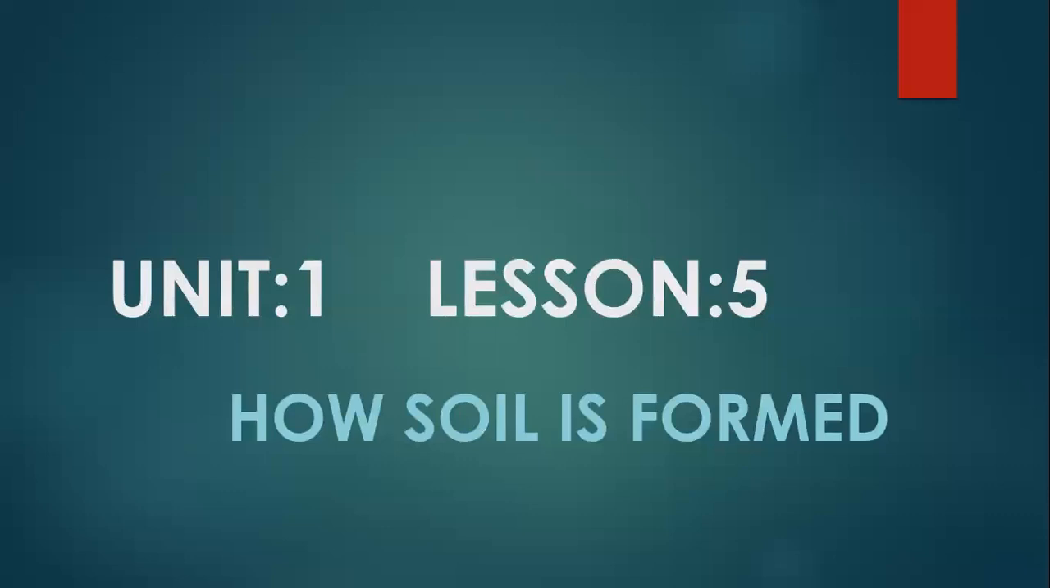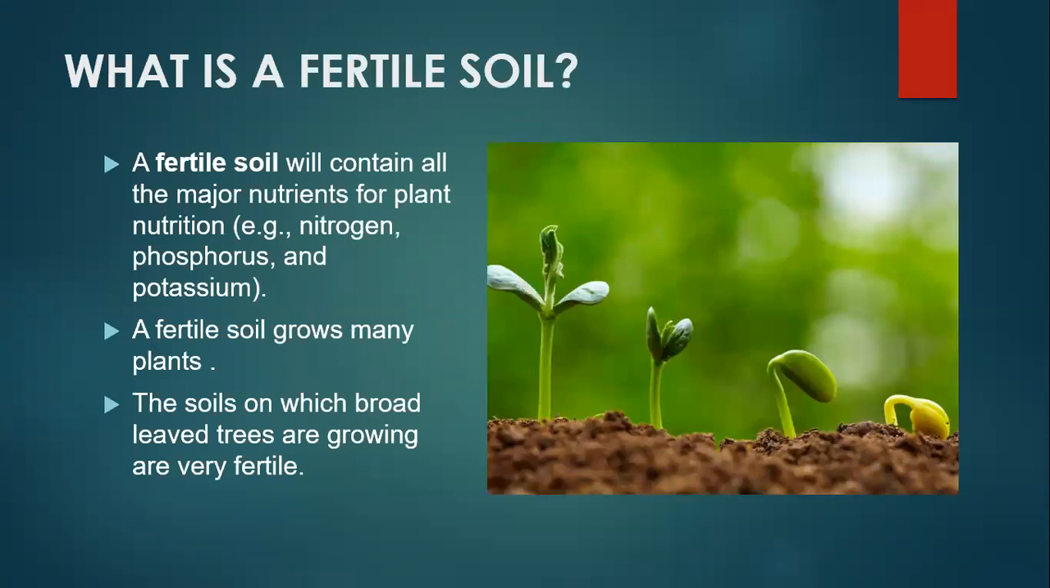So class, as you know, plants grow very well in the soil. There are different types of soil. First of all, we should know what a fertile soil is. A fertile soil will contain all the major nutrients for plant nutrition. As you know, you need food to grow. Just like that, plants also need good soil to grow. As you see in the picture, a plant grows slowly, and it grows because the soil is very fertile.